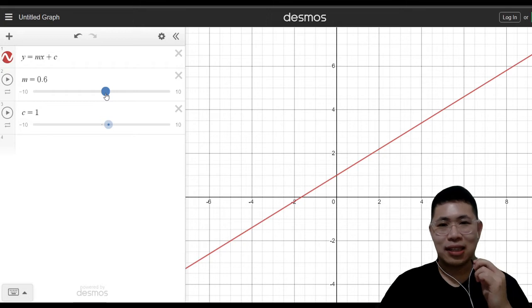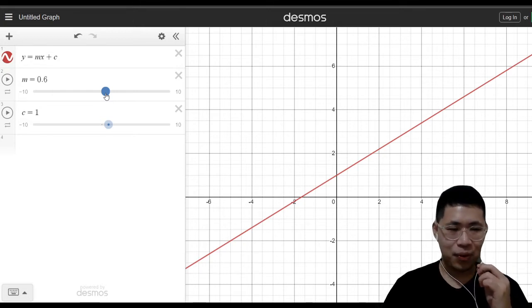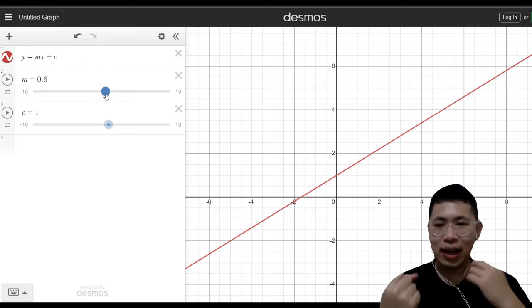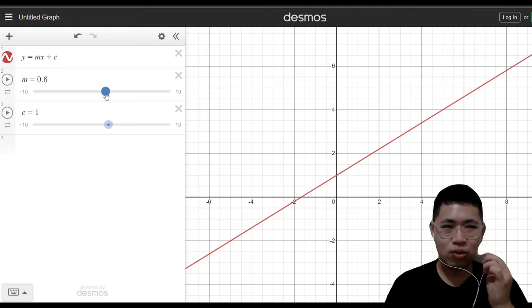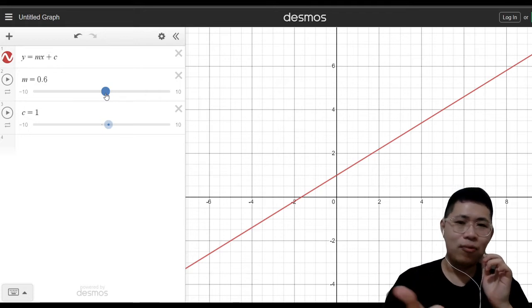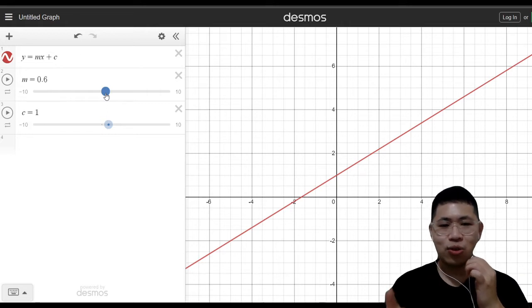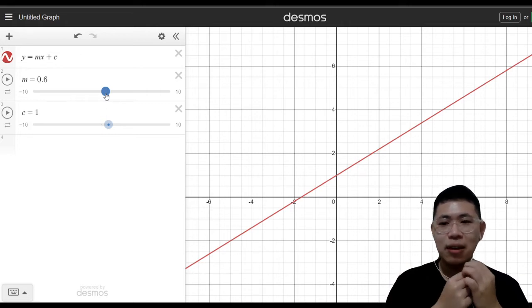So what does this gradient do? It controls the steepness of the line. So in general, y equals mx plus c. Y and x are the two unknowns or the two variables. M will be the gradient, c will be the y-intercept. M controls the steepness, c controls the position.